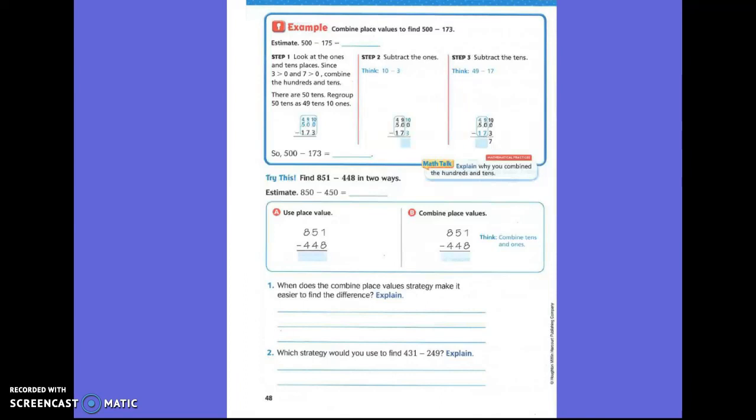All right. Now they're giving you some examples of combining place value. They're going to subtract 500 minus 173. Estimating, they did 500 minus 175. Do you guys know what that is? No? Yep, that's fine.